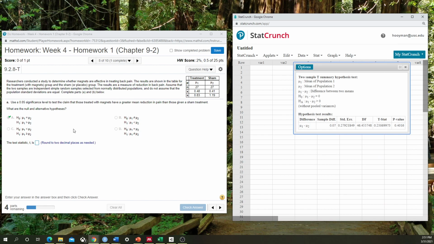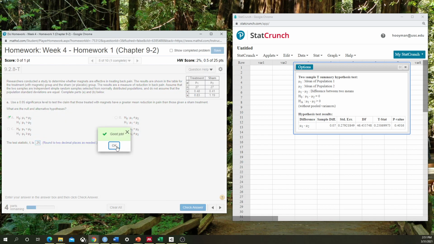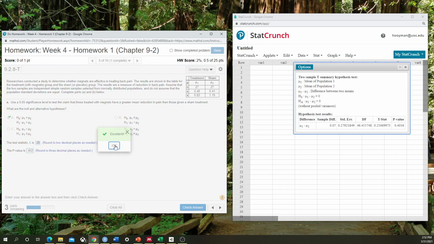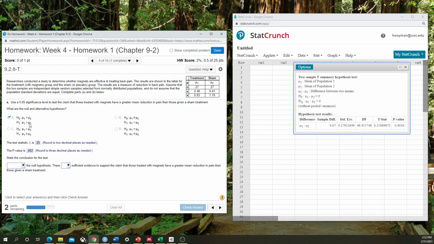T-test, ooh, not very different from one another, not at all. 0.25. Check answer, good job. P-value, 0.402. Okay, so you see that? So that was important to be able to first make sure I had the right sign here.